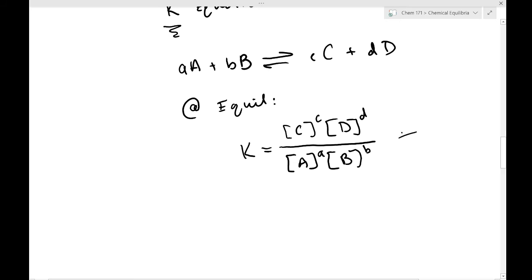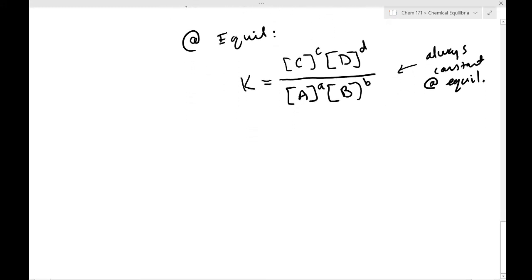And it is always constant at equilibrium. So K is always constant. This ratio is always constant when you reach equilibrium in your reaction. So let's do a real example. Let's look at the reaction between N2O5.